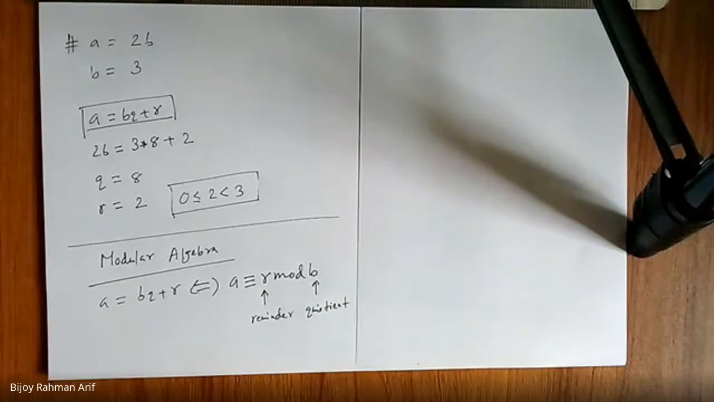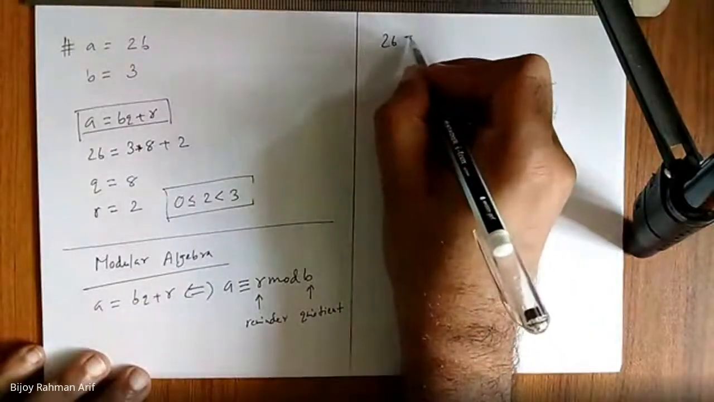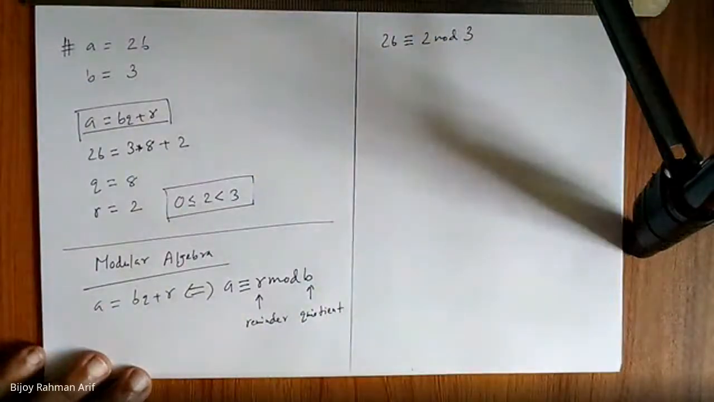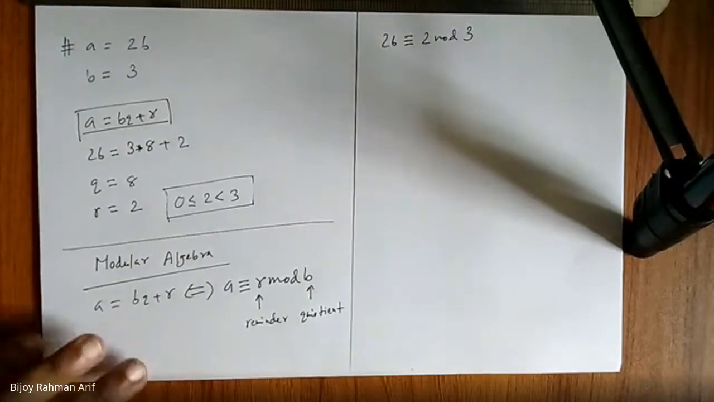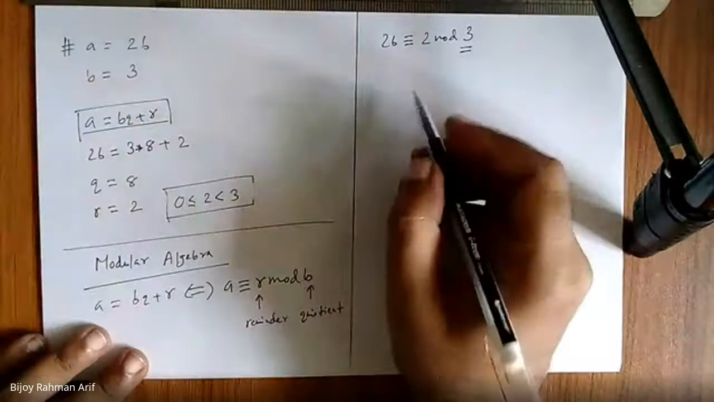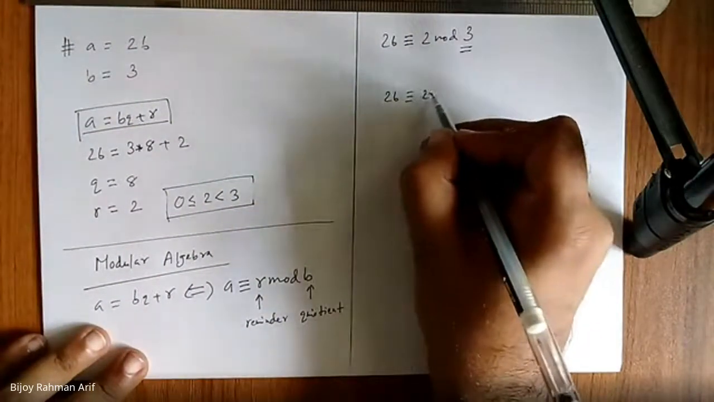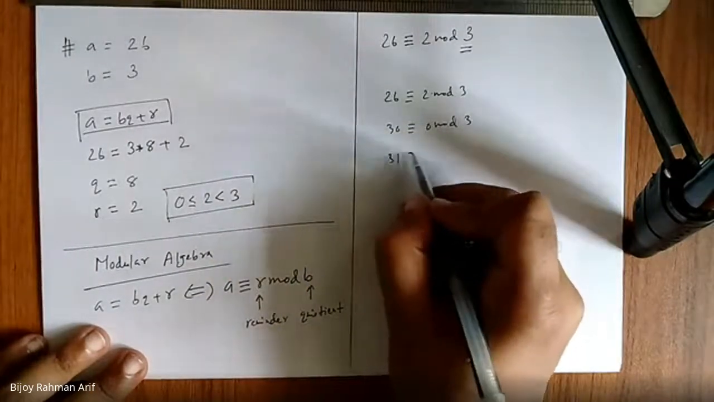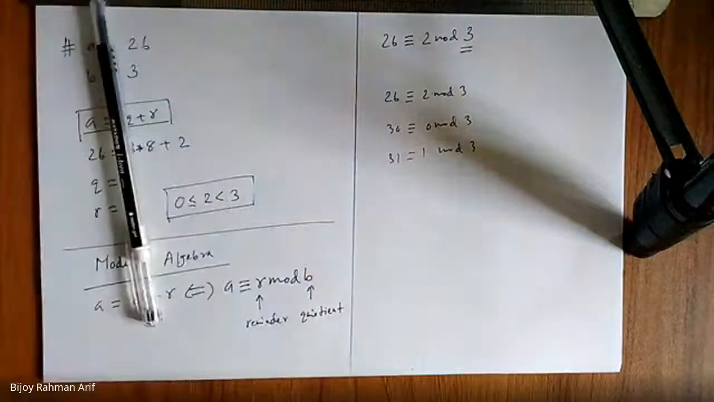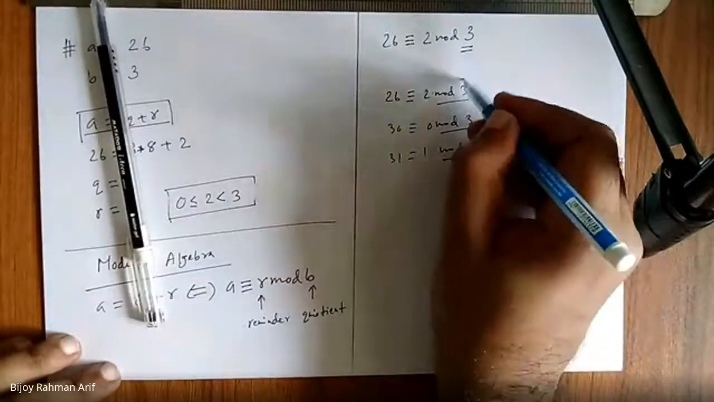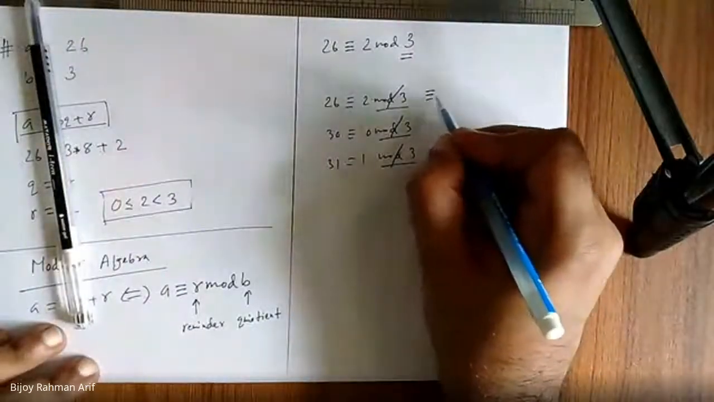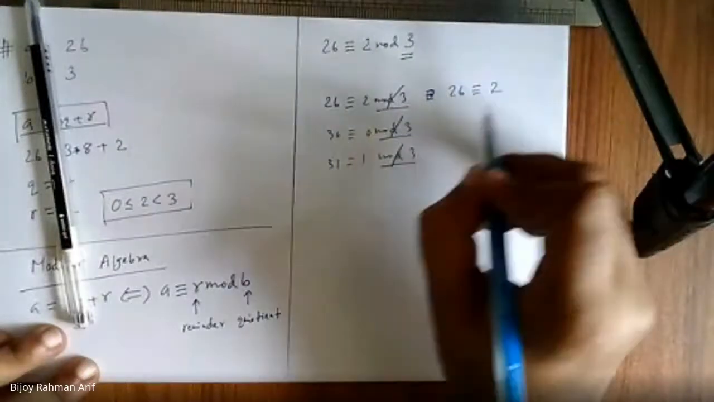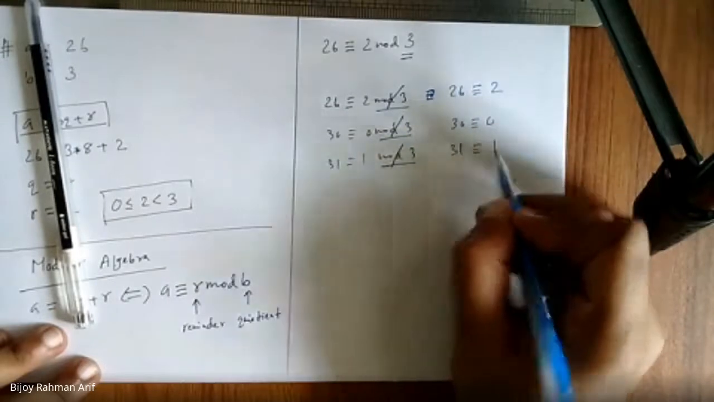So how can I write this? 26 is nothing but 2 mod 3. Even further, when we are dealing with only the quotient of 3, let's say 26 is equal to 2 mod 3, then 30 is 0 mod 3, 31 is 1 mod 3. So when this is the same, we can even drop it and write like this: 26 is nothing but 2, 30 is nothing but 0, 31 is nothing but 1. Did you get the point?